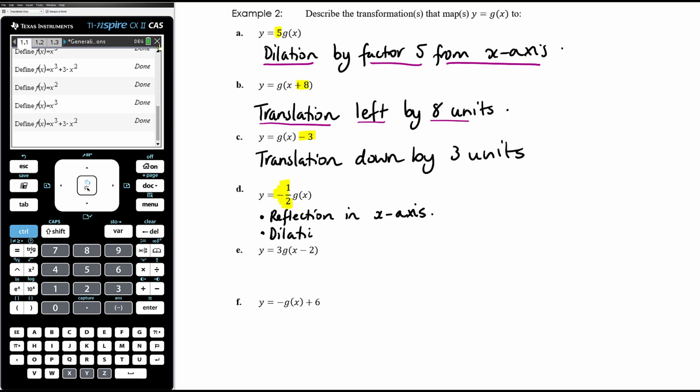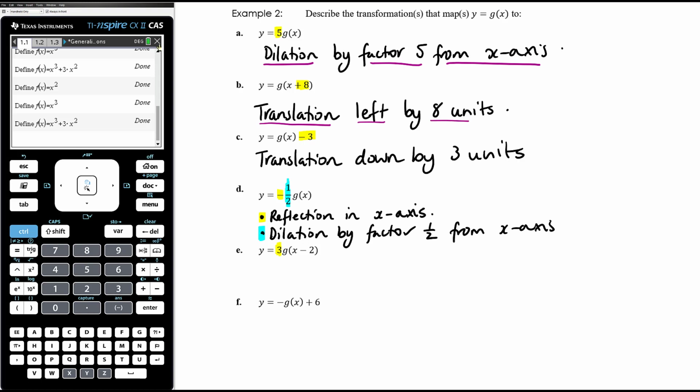have dilated, so we're doing dilation by factor 1/2 from the x-axis. So the graph's going to get flipped upside down and squashed in closer to the x-axis because we've got a dilation factor that's less than 1. Here we have two things again, okay? So let's be clear about that. This negative was this reflection, and this half is this dilation.